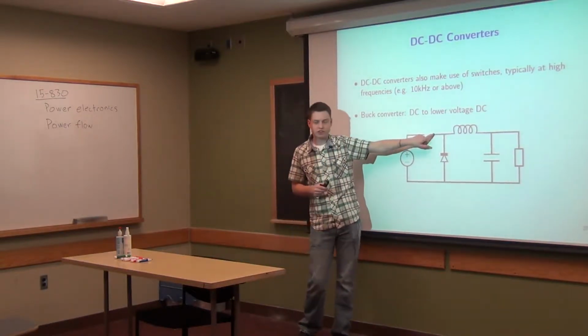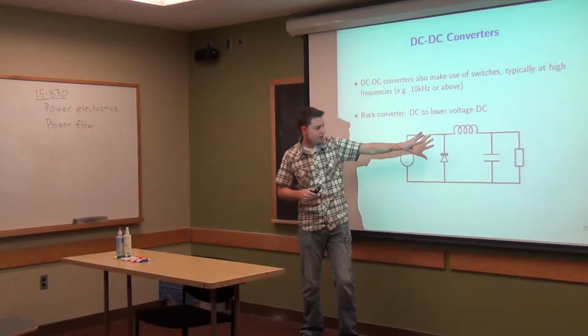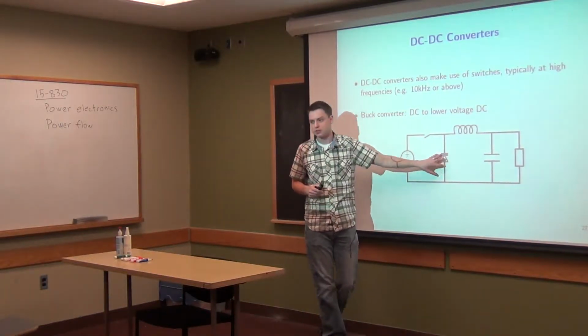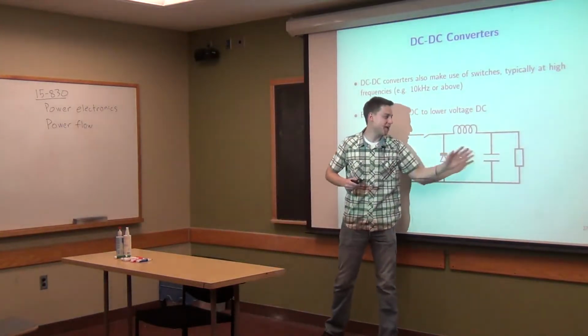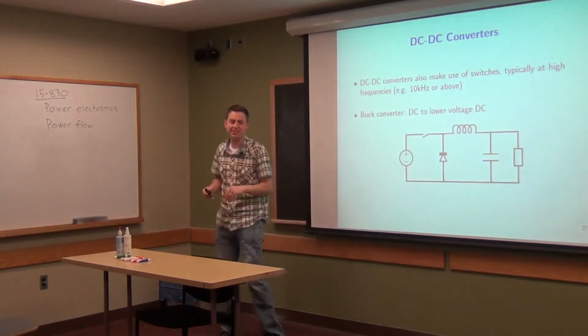So we have a switch here. Then we have an inductor, a capacitor, and we have a diode too. So really throwing in everything we've seen. These are almost all the elements. This is a resistor. This is every single element we've seen so far coming all together in this buck converter.